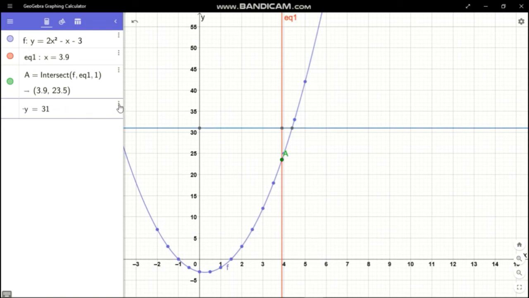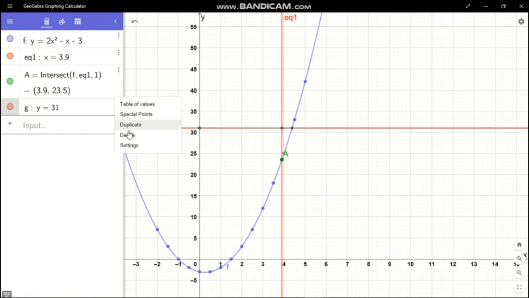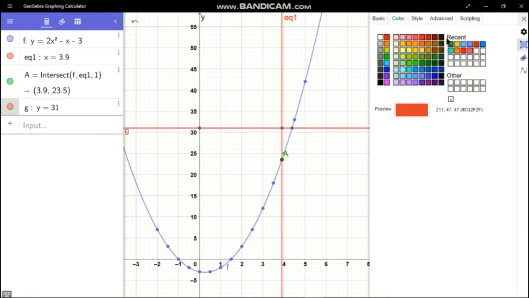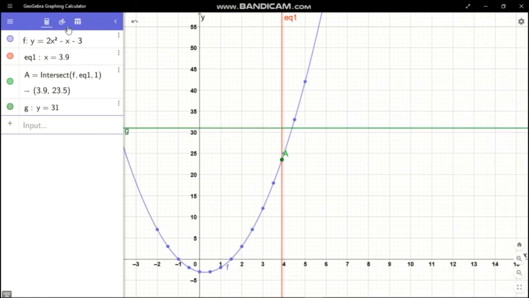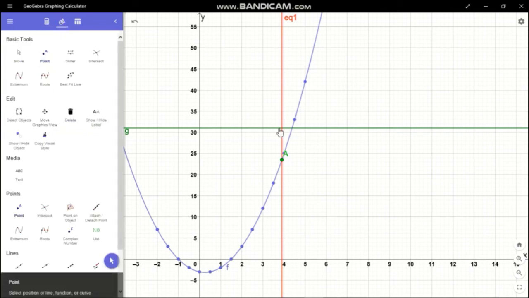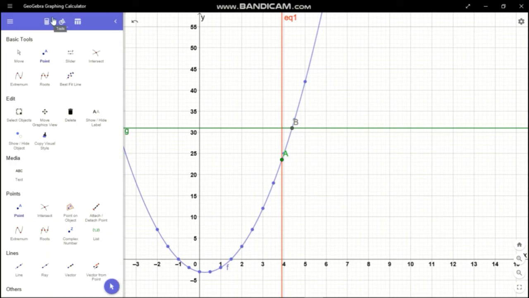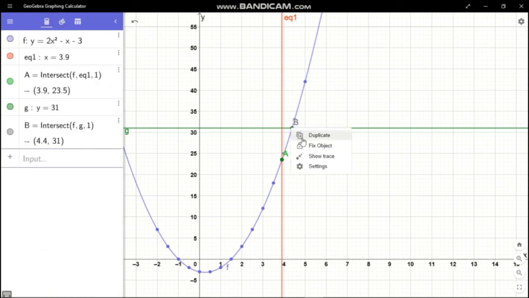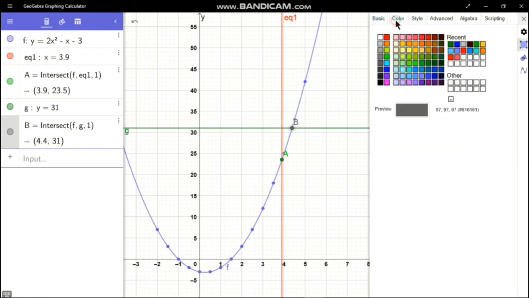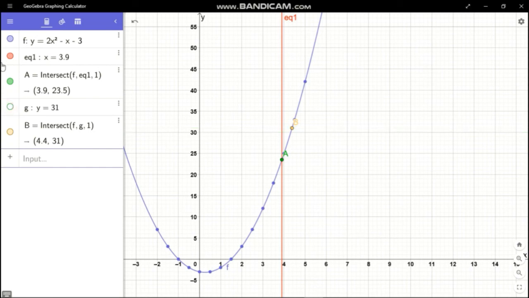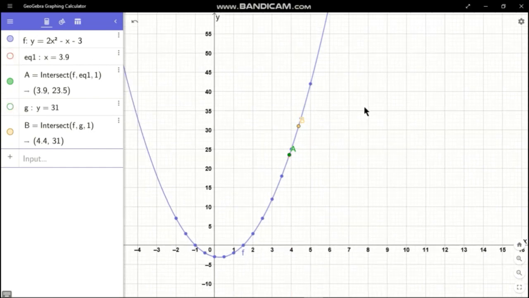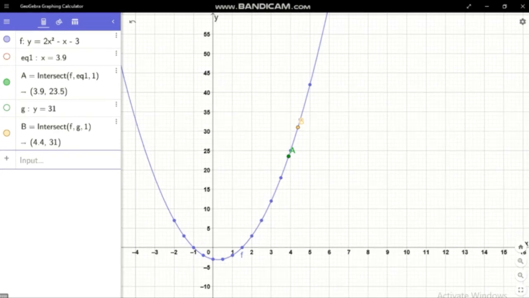When y is 31, we must find the value of x. So we do the same things, change the color first. Okay, so we can get here the green line with tools, points. You can select the points. Okay, then we go to settings, change color. Okay, now here we choose orange color. So the orange point is for y. So the x is 4.4.